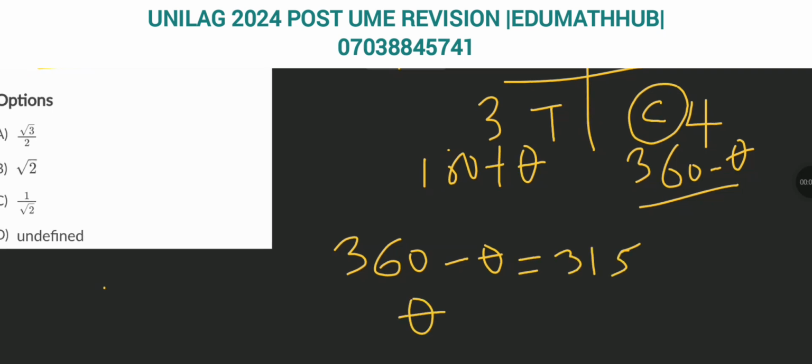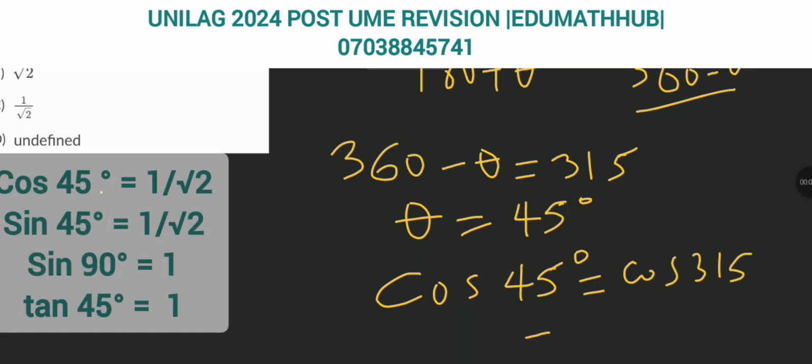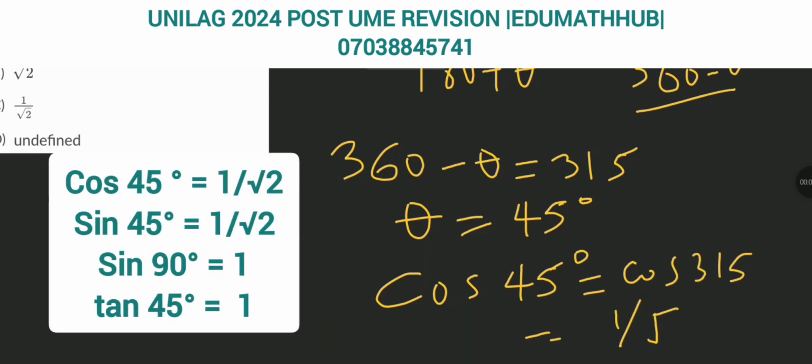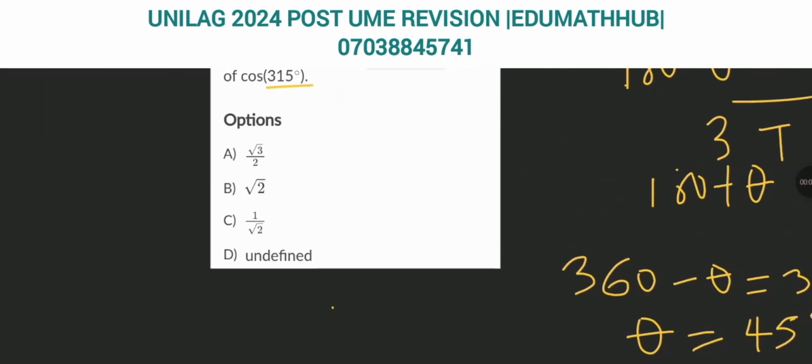Then what is that value? You can see that obviously that value will be 45 degrees. So that means that the value of cos 45 degrees has the same value as cos 315, and both of them are positive. Now what is the value of cos 45 degrees? The value is 1 over root 2. It's very obvious. So all you have to do is go to your options and look for the value of 1 over root 2 there. So that's option C. That's the answer to that question.